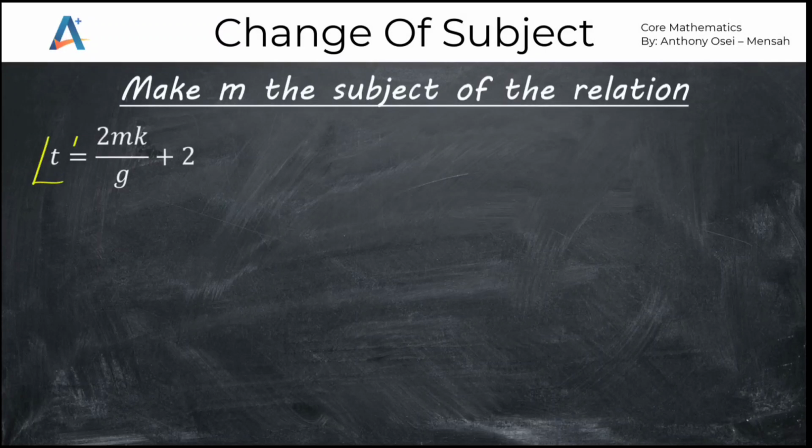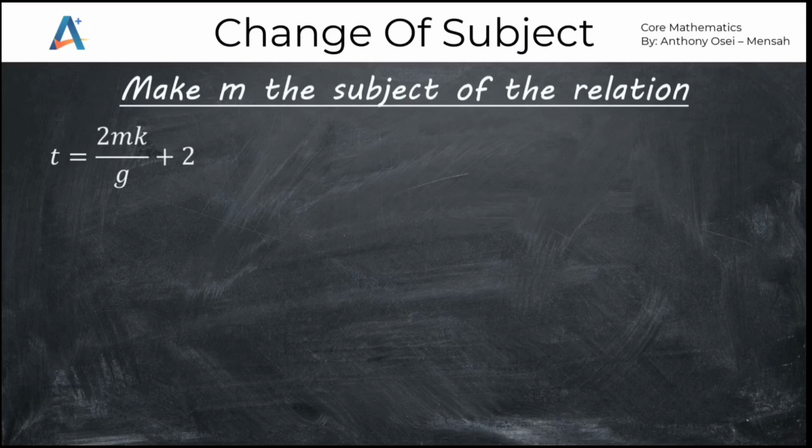Now, checking from the left hand side of the equal sign, we have only one term. Let's check the right hand side. At the right hand side, we have two separate terms, or two different terms. The first term is a fraction, which is 2mk over j, and the second term at the right hand side is 2. Since there are two terms at the right hand side, we cannot use cross multiply for now. As it stands, we cannot use cross multiply.